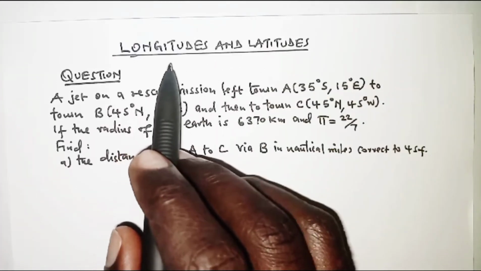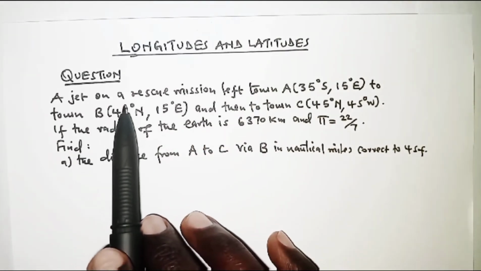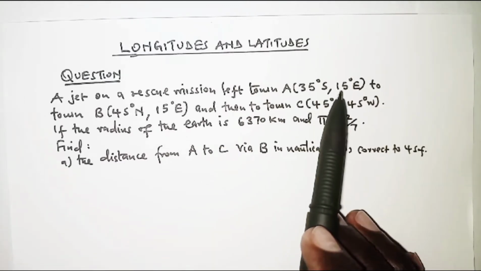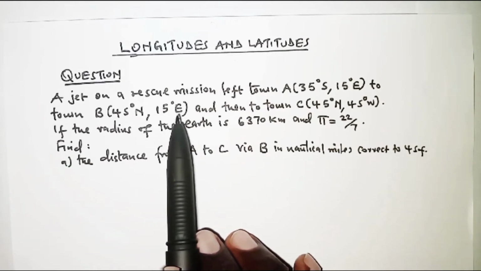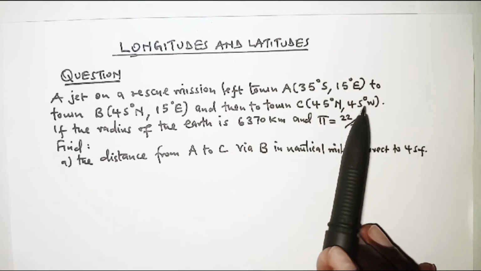The topic today is longitudes and latitudes, and the question reads: a jet on a rescue mission left town A, 35 degrees south 50 degrees east, to town B, 45 degrees north 15 degrees east, and then to town C, 45 degrees north 45 degrees west.